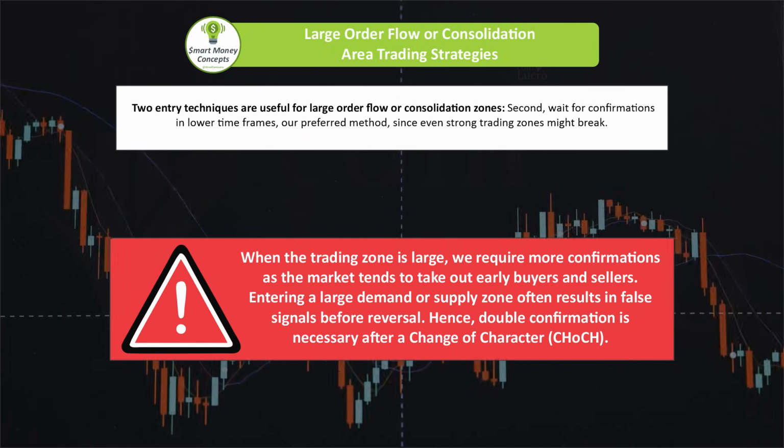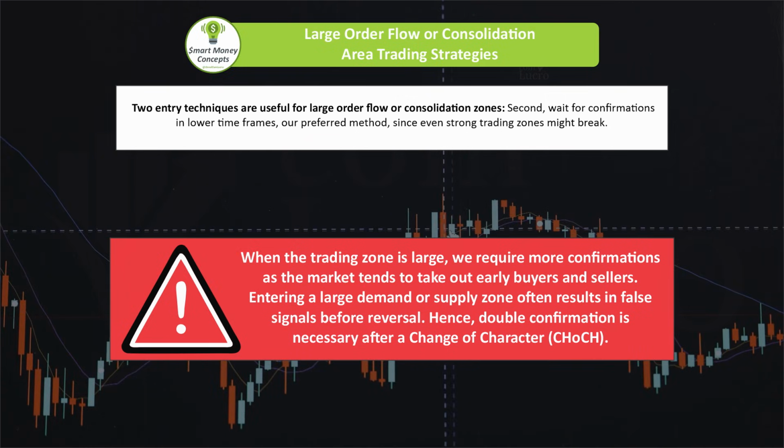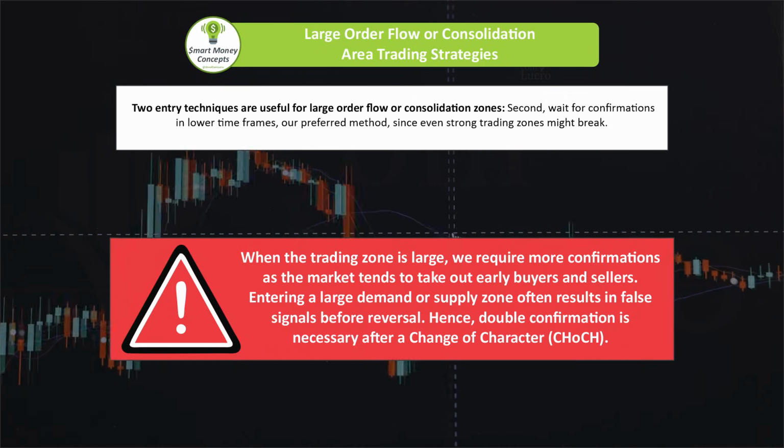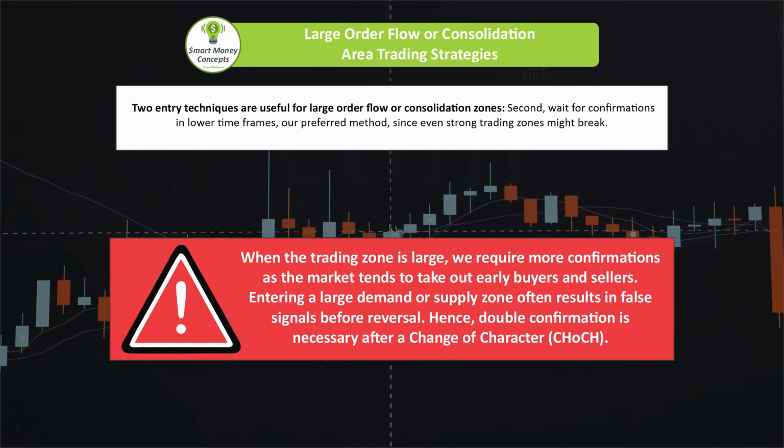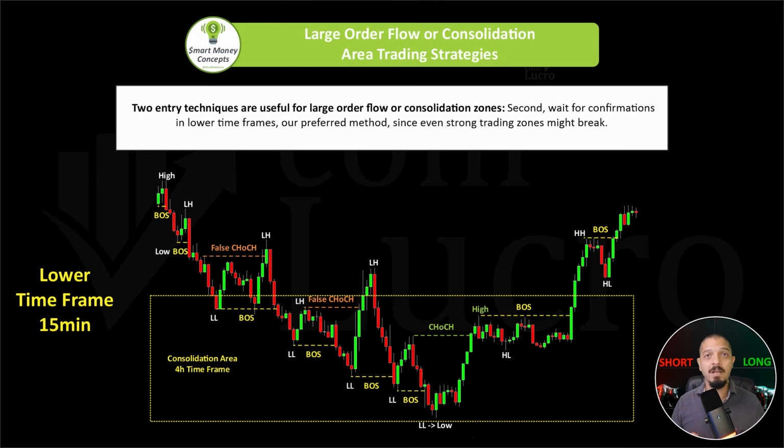Entering a large demand or supply zone often results in false signals before reversal. Hence, double confirmation is necessary. After a change of character in a downtrend, if the price breaks previous market structure highs, indicating a possible reversal, we look for rejections from the recent demand area. If false, the market continues lower.